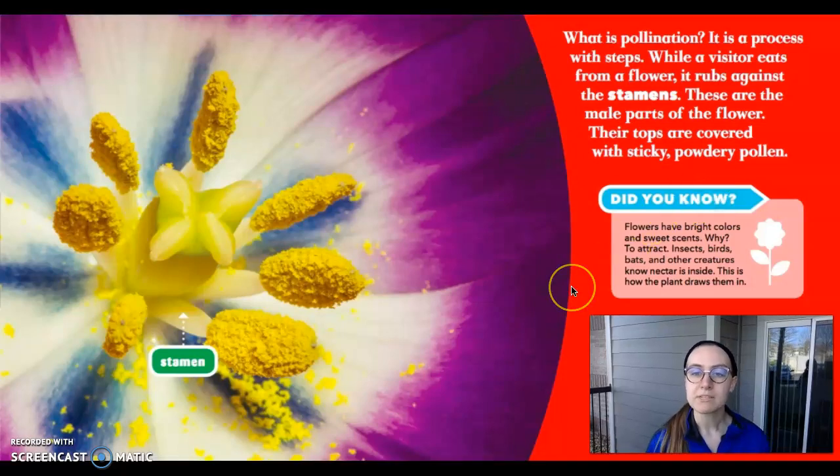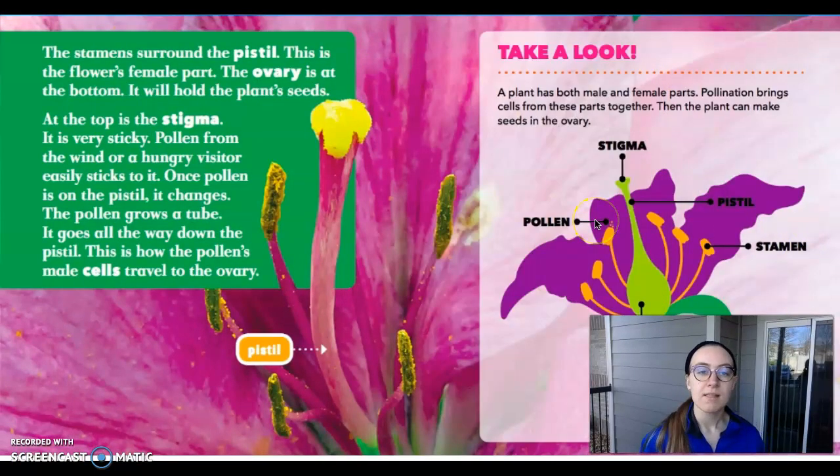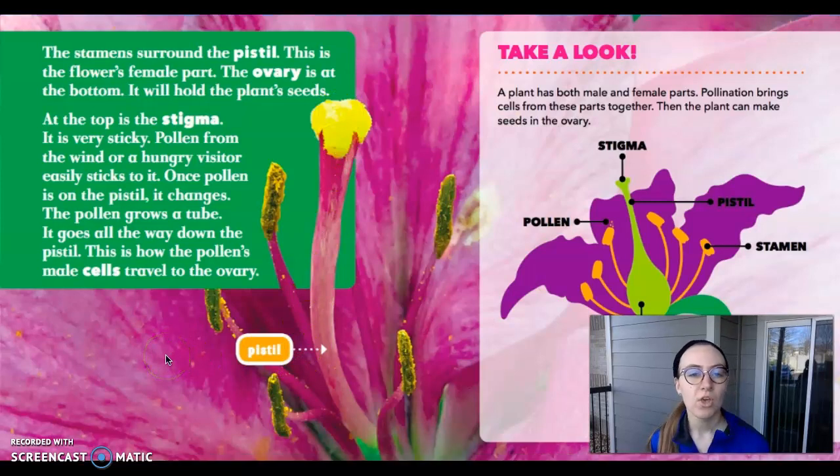Did you know flowers have bright colors and sweet scents? Why? To attract insects, birds, bats, and other creatures. Nectar is inside. This is how the plant draws them in. The stamens surround the pistil. This is the flower's female part. The ovary is at the bottom. It will hold the plant's seeds. At the very top is the stigma. It is very sticky. Pollen from the wind or a hungry visitor easily sticks to it. Once pollen is on the pistil, it changes, and the pollen grows a tube. It goes all the way down the pistil. This is how the pollen's male cells travel to the ovary.